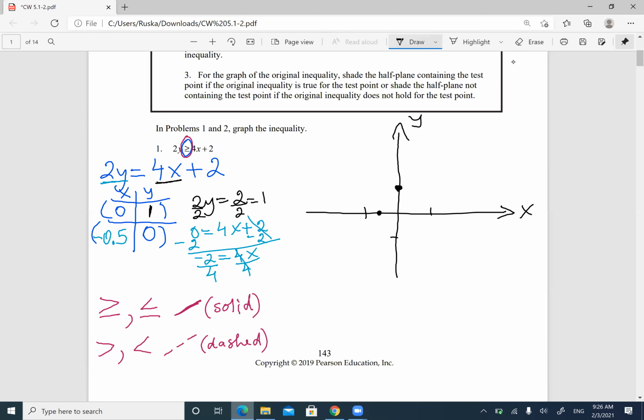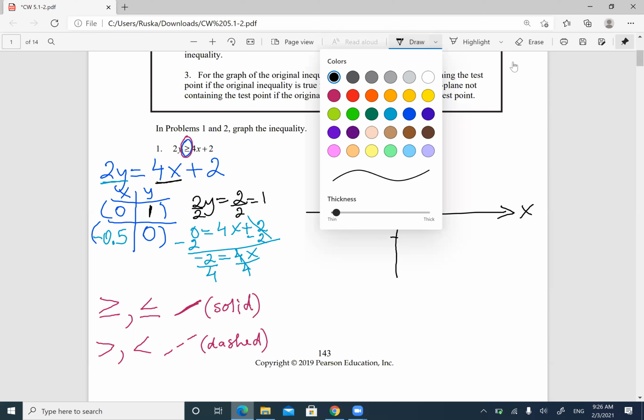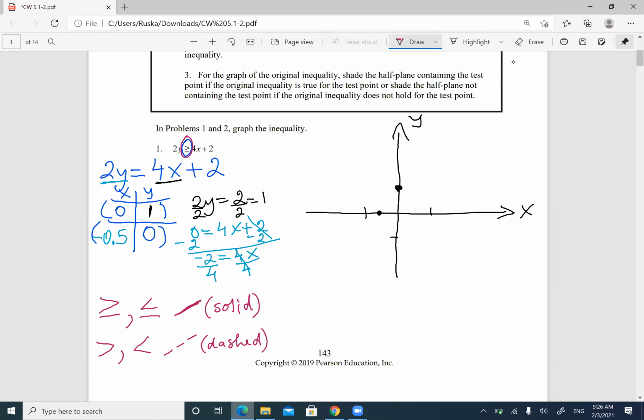Okay? So these are the 2 points. And then I'm going to graph the 2 points. I'm going to use a solid line because I have equals also. So I'm going to draw a solid line between these 2 points. Okay? So this is how my line is going to look.